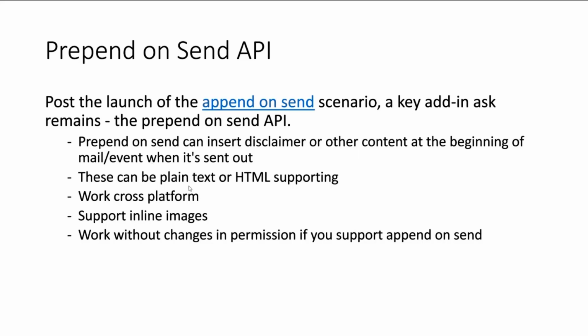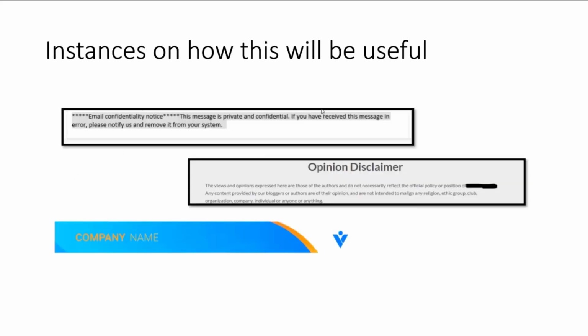This content can be plain text as well as HTML. It would work cross-platform. So that's Win32, OWA, that's Outlook for browser, and then Mac and mobile. This supports inline images. And if you've already incorporated append on send changes, then you essentially don't even need changes in your manifest. These are a few instances where you can use it. It could probably be a confidentiality notice that you want to send out, an opinion disclaimer, or maybe even a company header that you want to include in the beginning of emails.